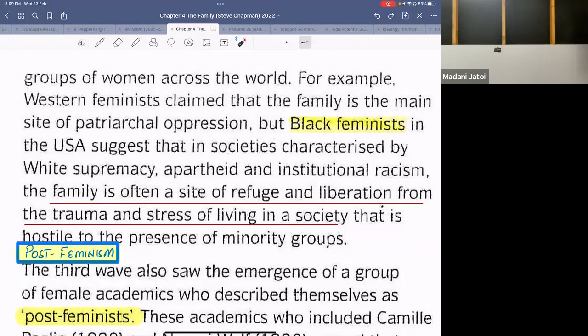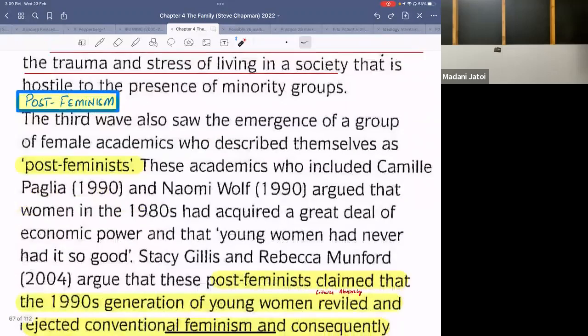Do we proceed? Yeah. Now taking it ahead, let's talk about post-feminism over here.